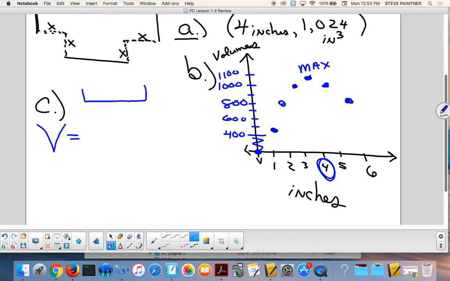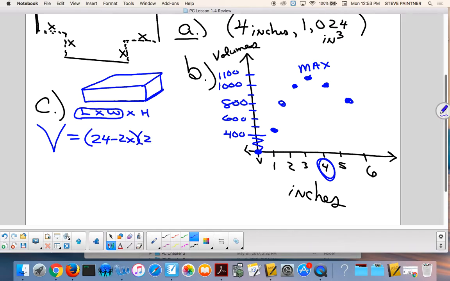It is a box. What's the volume of a box? Okay, length times width times height. Well, what was length and width? 24 minus 2x. What's this one? Okay. 24 minus 2x times 24 minus 2x times X, times the height. What's the height? X, right? Times X. There it is. Isn't that your function? Yeah.